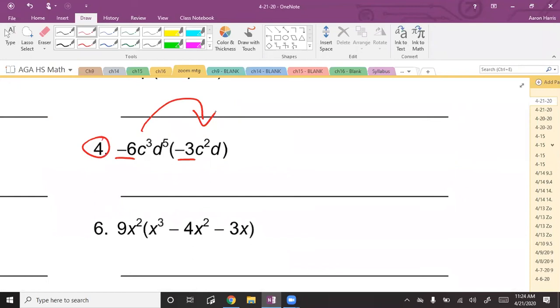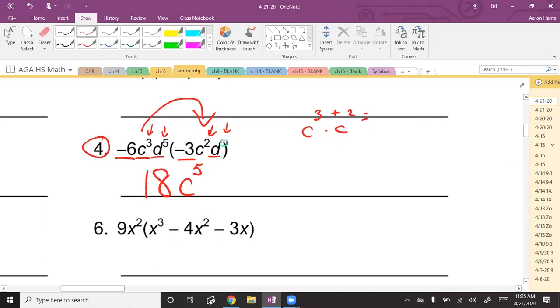Negative 18. A negative and a negative get you a what? 18, so it's just 18 positive. Yes, 18. Good. C cubed and C squared, when multiplied together, gets me what? 6. What are we supposed to do with those? Oh, add? Add. So it would be 5. Good. D to the 5th. D to what power is this D to? 1. Good.